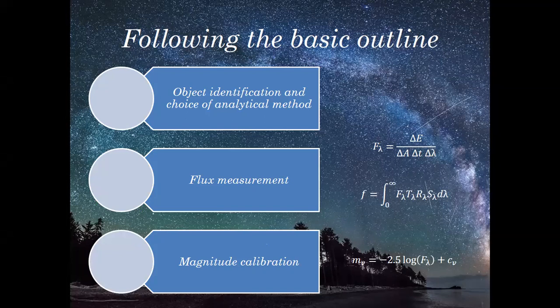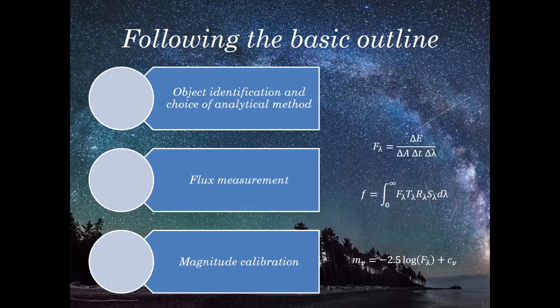Okay, so first of all, we have discussed this thing. We need to identify the object, and then we need to choose a particular analytical method. After that we go for the flux measurement. So flux, as you could see, the filter was based on the wavelengths. It was rejecting certain wavelengths and accepting certain wavelengths. So the flux as a function of wavelength, as you can see on the rightmost part of the screen. First you calculate the flux that you receive as a function of wavelength.